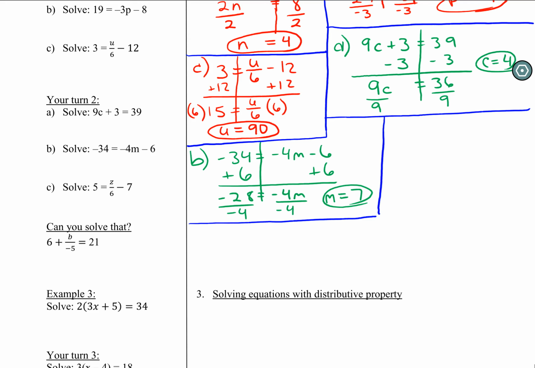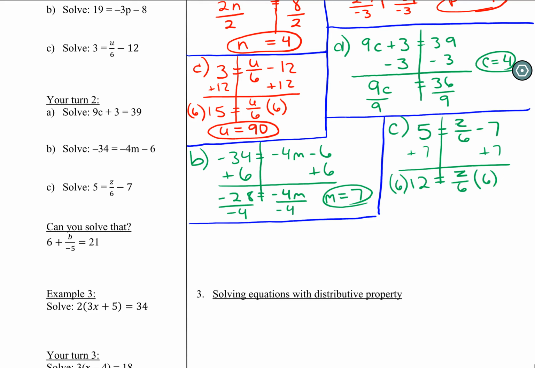And finally, 5 is equal to z divided by 6 minus 7. Add 7 to both sides to get rid of the number term. Gives us 12 is equal to z divided by 6. Because we have division here, we'll multiply both sides by 6. And so 6 times 12, I always forget this one, is 72 is equal to z, or z equals 72.